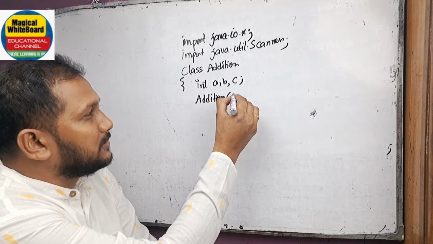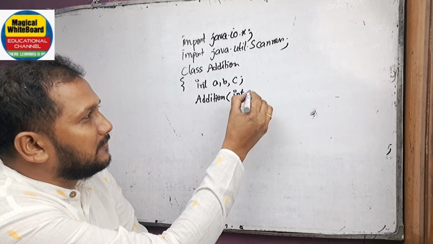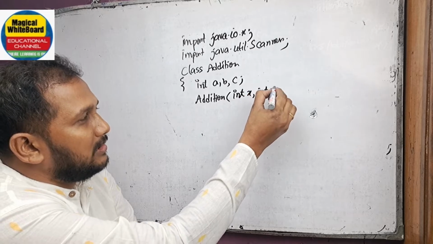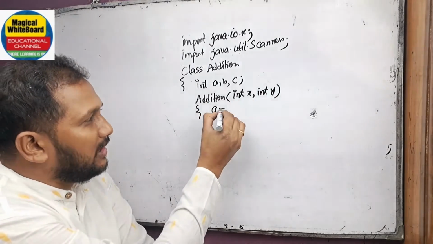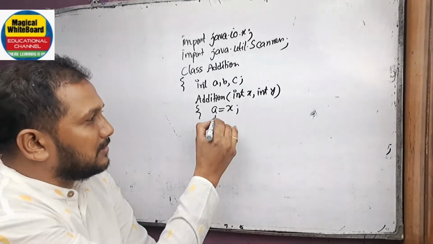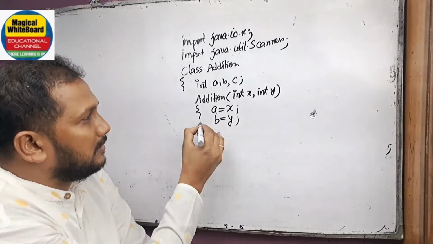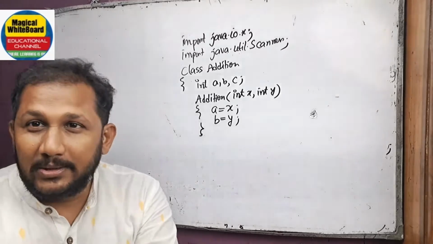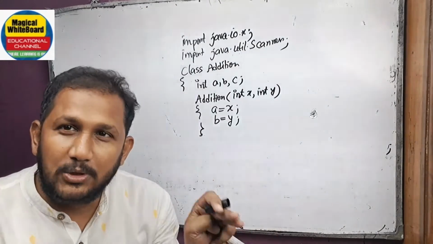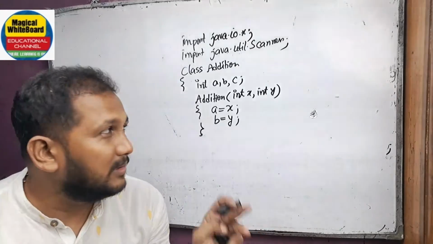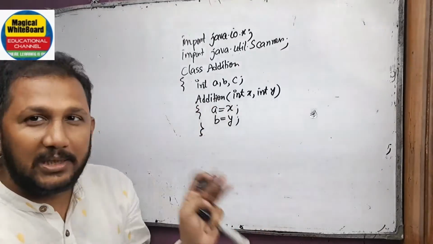Just Addition, and the parameters are, suppose, int x, int y. These are the parameters. x is used to transfer the value to a, y is used to transfer the value to b. So this is the parameterized constructor. When a constructor can take parameters from the user, then it is said to be a parameterized constructor. Here Addition is the parameterized constructor.